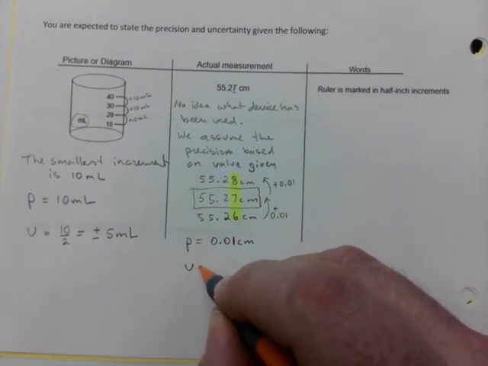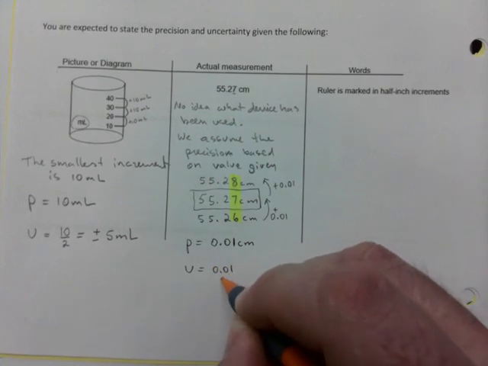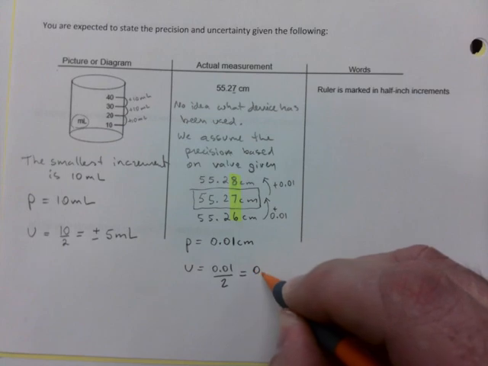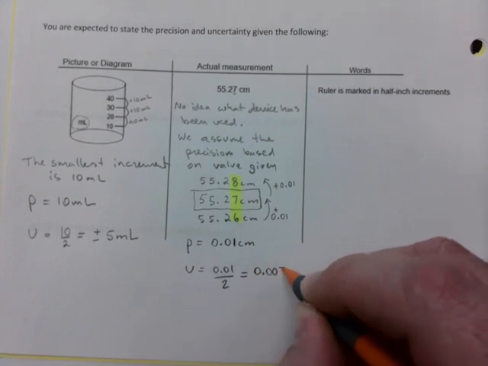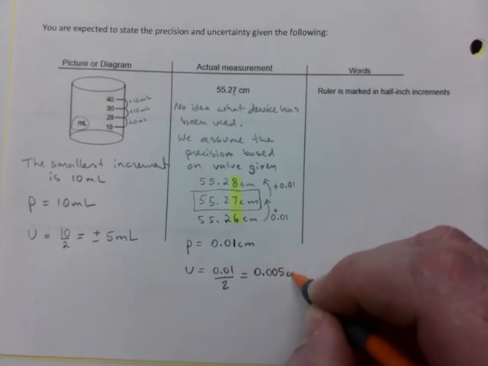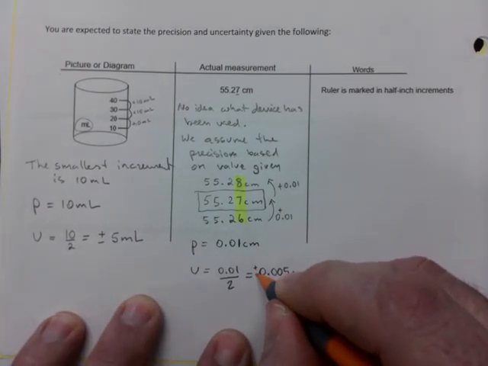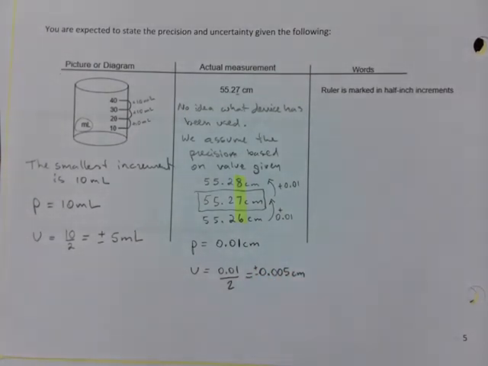So the uncertainty, watch this, you take that number and you divide it by 2, and that's 0.005. What are we at? Centimeters. Okay, and we usually put plus or minus in there. So there it is. That's how you do it when it's an actual measurement.